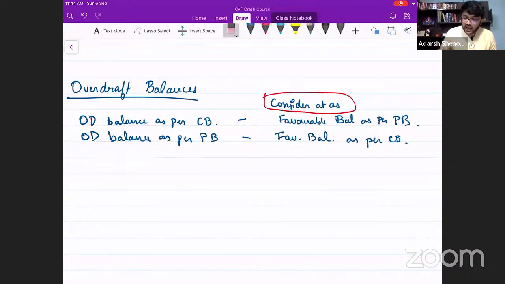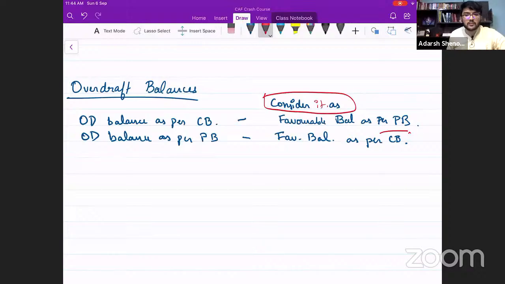Oh, it is not "at as", it is "it as". Okay. That's what even Shishir said. I was wondering what Shishir was saying. Anyway, thank you, Vamshita. So consider it as favorable balance as per passbook, as Srisha was saying. I hope everyone is clear on this.